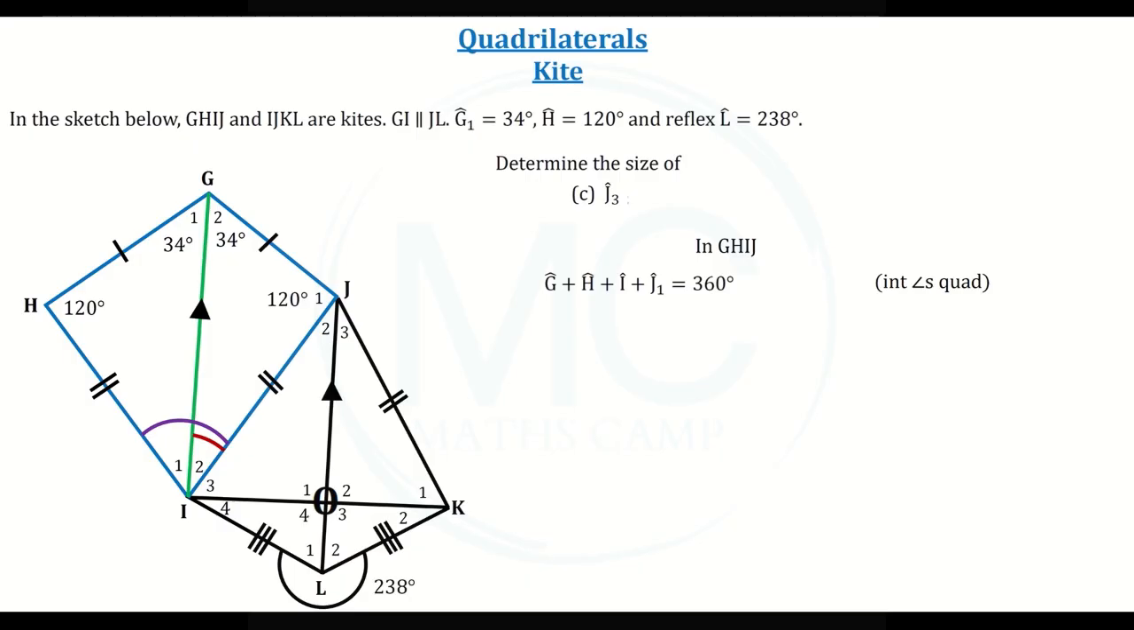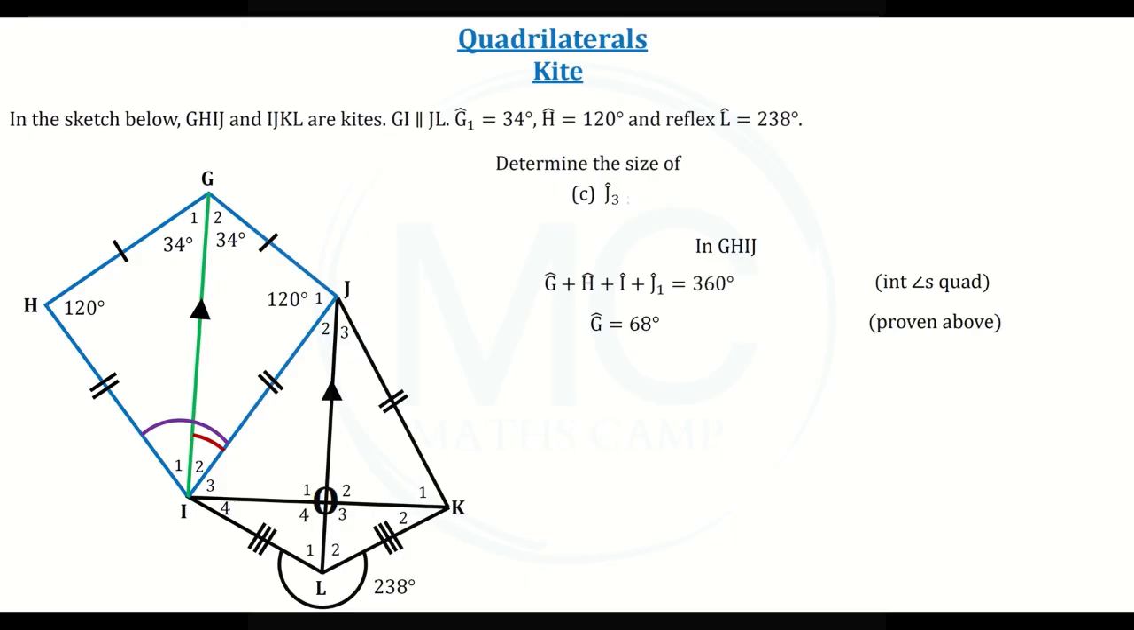Now we can make a note of all the sizes of the interior angles we know. We know that angle G is 34 degrees plus another 34 degrees, which gives us a total of 68. So angle G is equal to 68 degrees. We found this in part A. So as our reason, we say proven above.